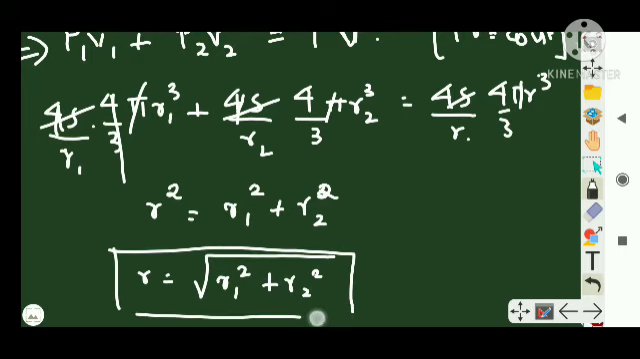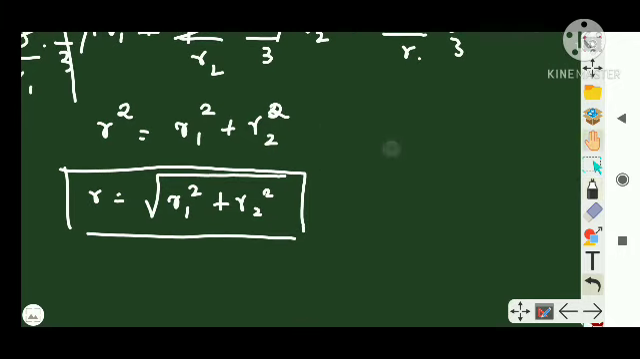You got a general equation. That is, if two bubbles of radius R1 and R2 coalesce to make a bigger one with radius R, then this bubble will have a radius of R is equal to root of R1 square plus R2 square. This equation is better to learn by heart. You can see that type of questions in your material also.